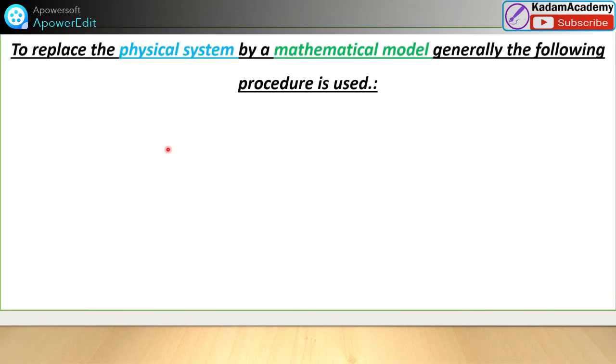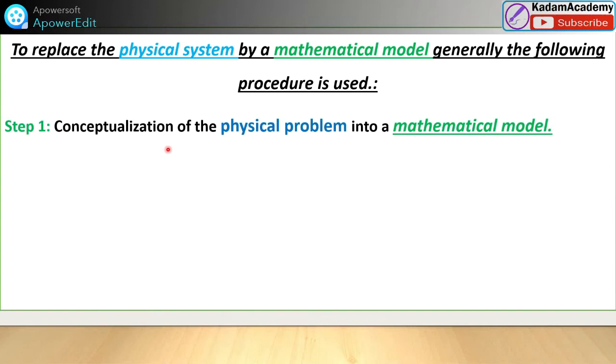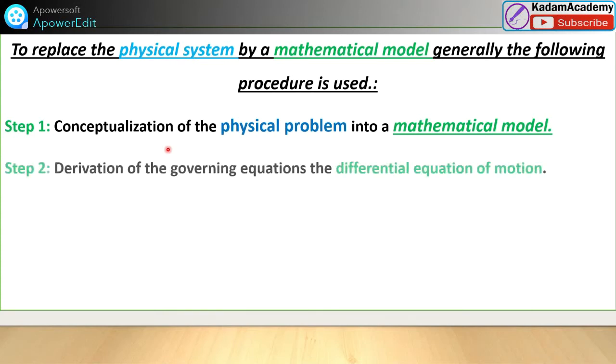To replace this physical system by a mathematical model, there are 4 different steps. I will show you these 4 steps one by one. The following procedure: the first step is what? Conceptualization of the physical problem into a mathematical model. We will go into detail on this one.